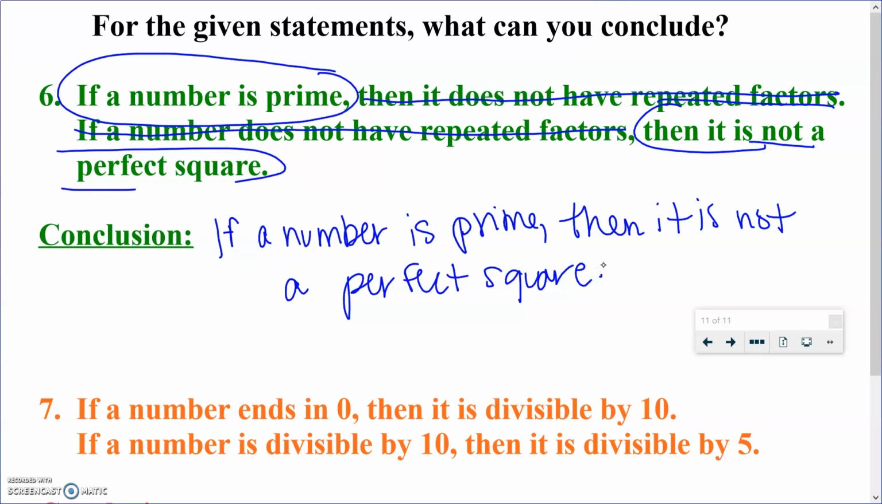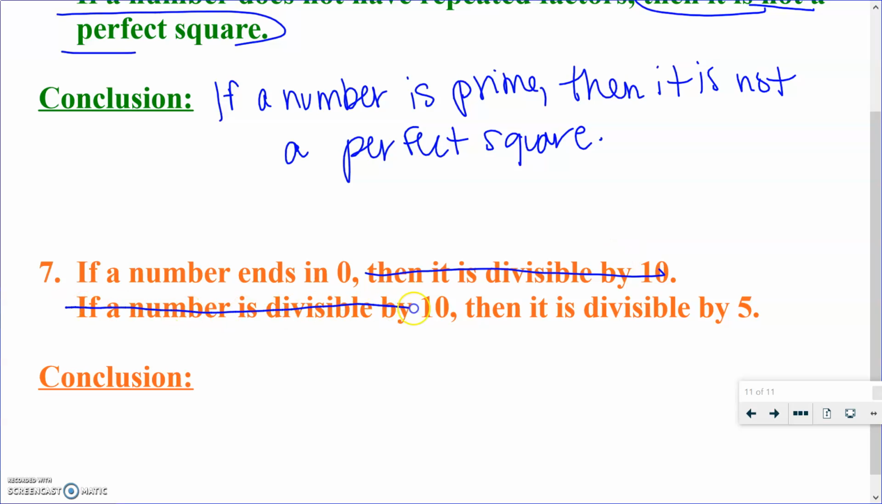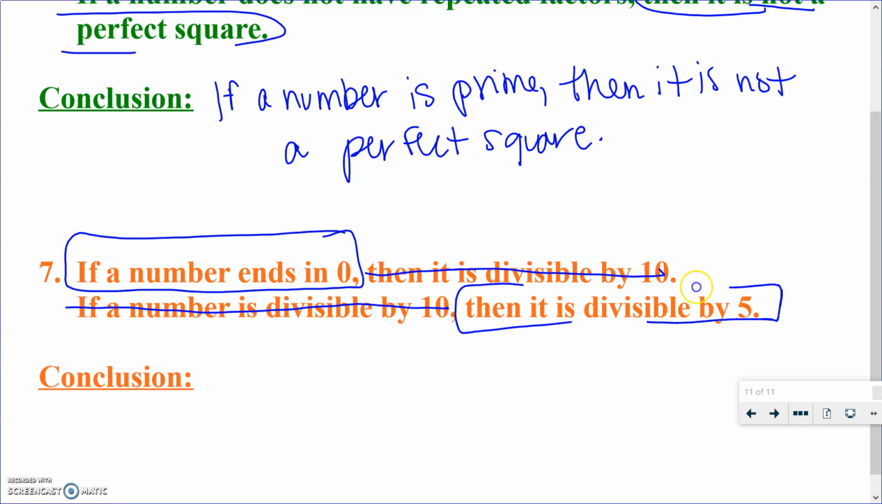Okay, so we can do the same thing down here. If a number ends in 0, then it's divisible by 10. And if a number is divisible by 10, then it is divisible by 5. So this part is the same and it cancels out, and we can create our new conclusion, which is if a number ends in 0, then it is divisible by 5.